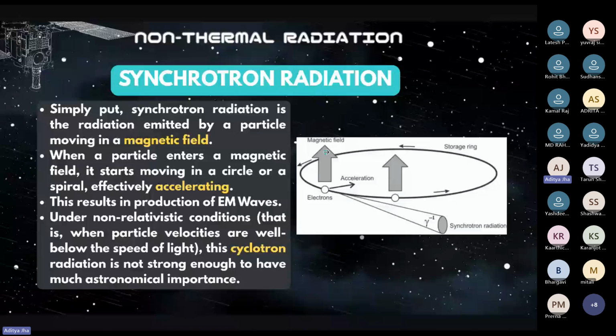When such a particle enters a magnetic field, it starts moving in a circle or a spiral, effectively accelerating, and this results in the production of EM waves. Because when charged particles start accelerating, they start emitting electromagnetic waves. Under non-relativistic conditions, that is when these particle velocities are well below the speed of light, these radiations will be called cyclotron radiation, and they won't be strong enough to have much astronomical importance.